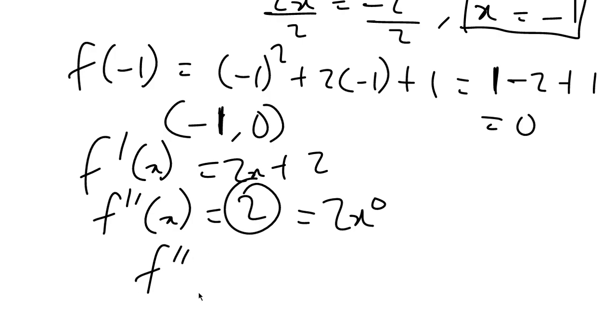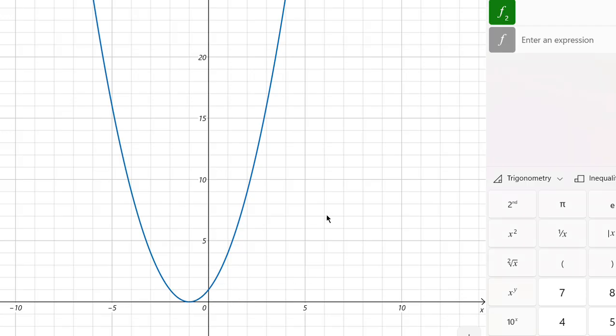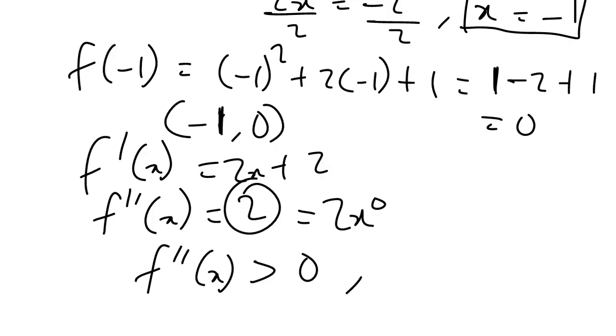And then since the second derivative is greater than 0, in this case we got 2, that means it's a minimum point. And if you should see that on the graph, this is the graph of the curve, you can see that it is a minimum point here. And where does it occur? At minus 1, 0. Can you see it? Right. So let's look at other questions.